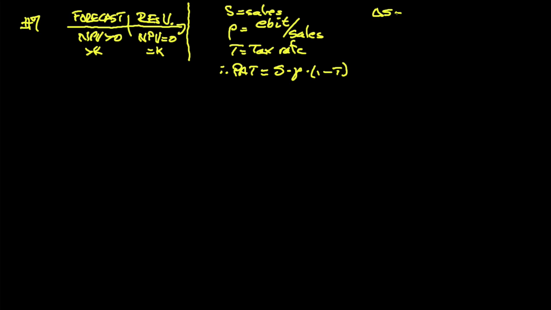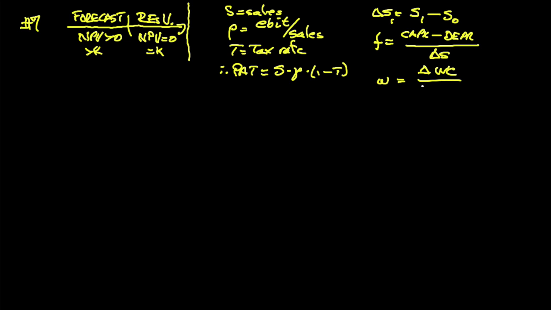Delta S will be the change in sales, which is the sales in the first period less the sales in the 0th period. So if I had S2, it would be S2 minus S1 and so forth. Now, I want to define another thing called little f, which is the incremental capital expenditures you need to get a new dollar of sales. How's that for a mouthful? It's going to be CapEx, capital expenditures, over and above depreciation, divided by the change in sales. And another one called W, which is the incremental working capital, or the change in working capital, divided by the change in sales.